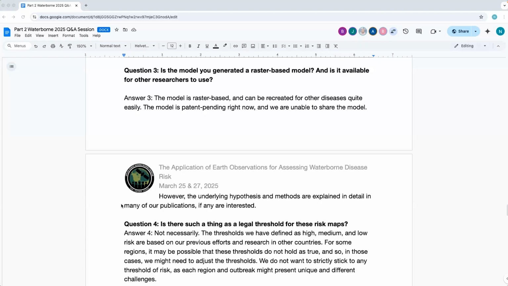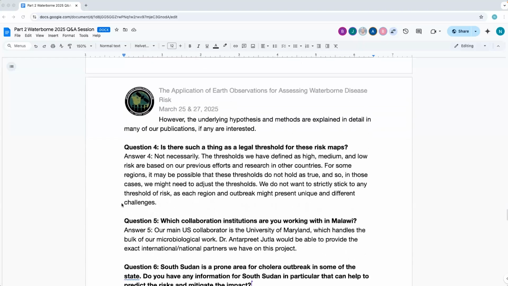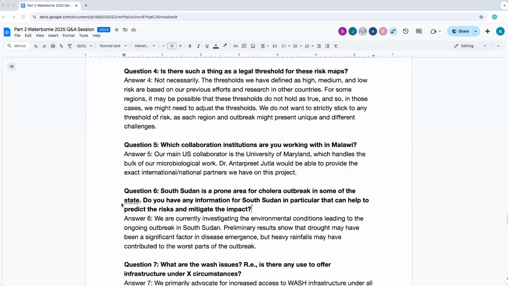Question 4, is there such a thing as a legal threshold for these risk maps? So when we define high, medium, and low risk, we don't have a necessary threshold that we feel like we have to stick to. We give, I believe in the presentation, some ranges of what we use currently, but those are just general guidelines. Some regions are different than others.